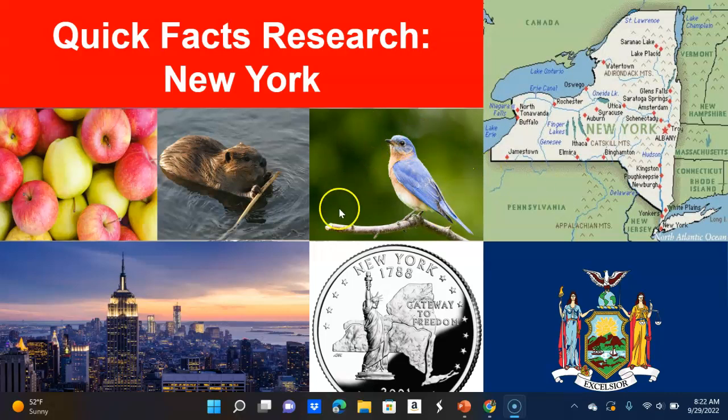Then one group is going to take on the state bird, which is the eastern bluebird. Wonderful, wonderful bird. Please make sure, especially not just that it's blue, figure out why they chose it to be their state bird. Then we have, going on to the left here, kind of going counterclockwise, another group will take on the state mammal. The state mammal for the state of New York is the American beaver.